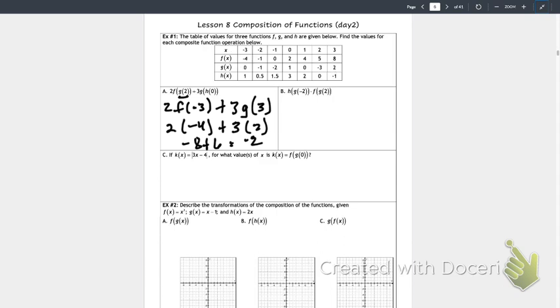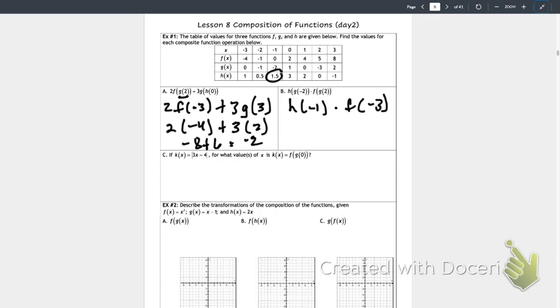All right, so next we're going to do h of g of negative 2. G of negative 2 is right here. It's negative 1. And you're going to multiply that times f of g of 2. G of 2 is negative 3. And then we're going to evaluate h of negative 1.